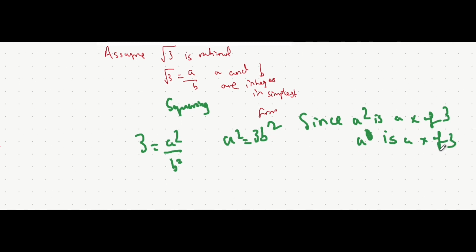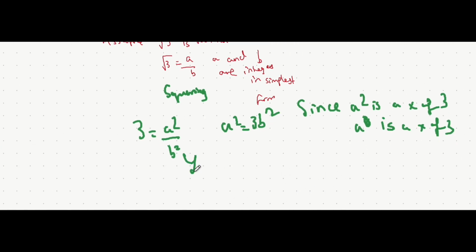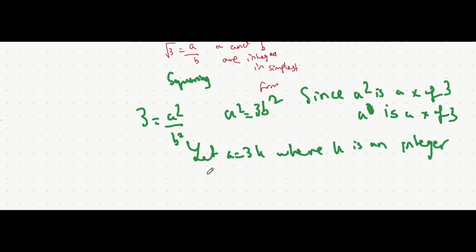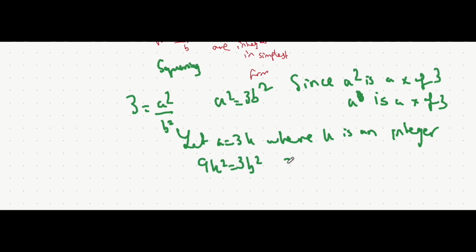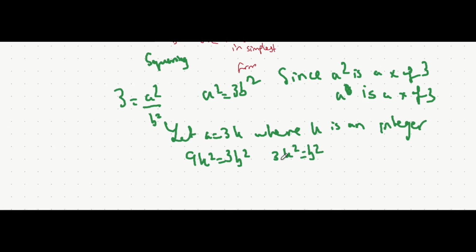Now that we know a is a multiple of 3, we can let a equal something like 3k, where k is a whole number, where k is an integer. Okay, why do we do that? Well, once you've done that, you can square both sides and say that a squared is equal to 9k squared. So you can say 9k squared is equal to 3b squared. You can divide both sides by 3 to get 3k squared equals b squared. And then you also get that b squared is a multiple of 3.